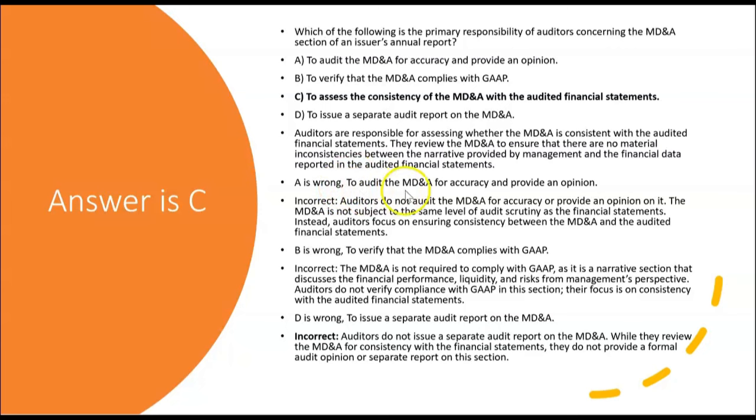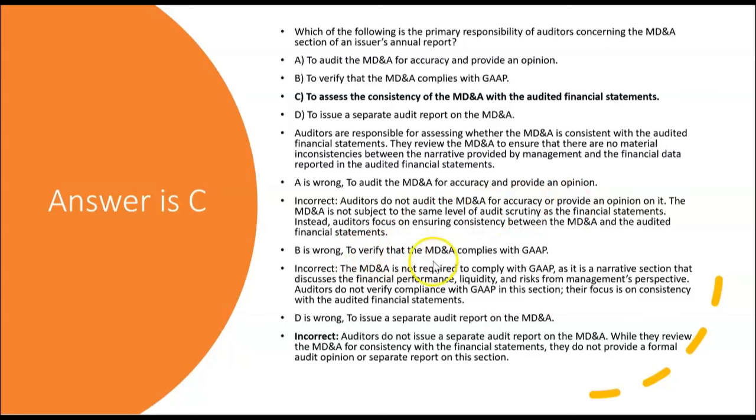A is wrong. To audit MD&A for accuracy and provide an opinion, we said auditors do not audit MD&A. The MD&A is not subject to the same level of audit scrutiny as the financial statements. Instead, auditors focus on ensuring consistency between MD&A and the audited financial statements. Remember, MD&A is just management's narrative explanations verbally as to how they feel about what just happened. It's qualitative information. It's purely qualitative, so it's not something you're going to audit.